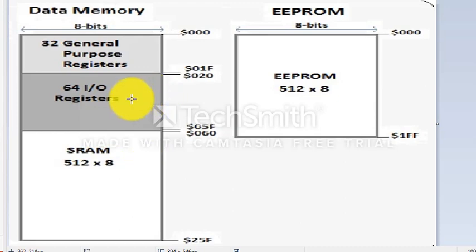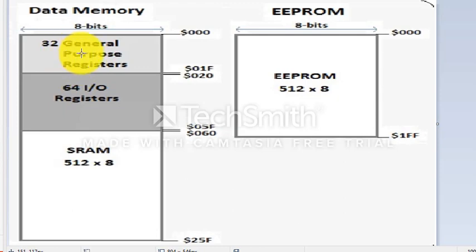It also consists of 64 I/O registers. I/O registers are known as input-output registers. These are 8-bit registers, and there are 64 I/O registers. Now coming towards the 32 general purpose registers.